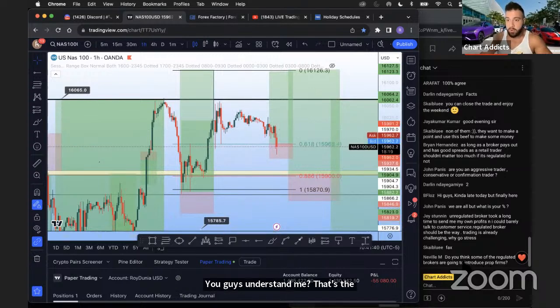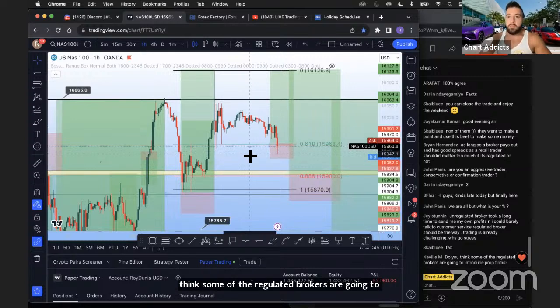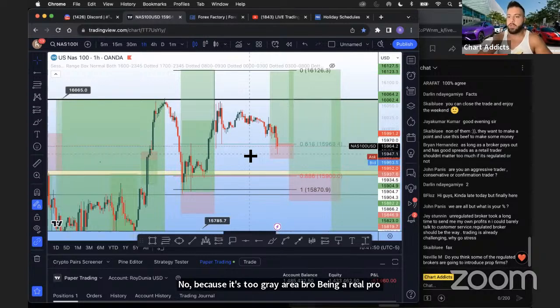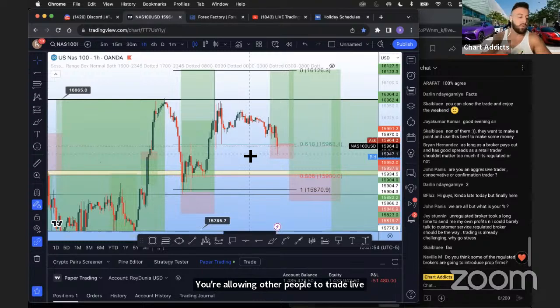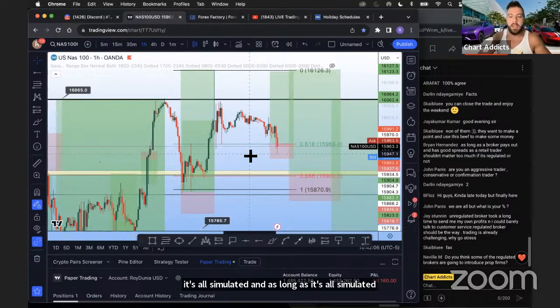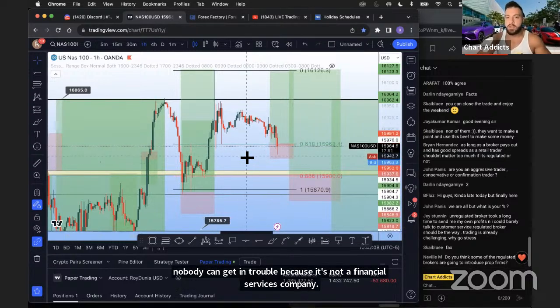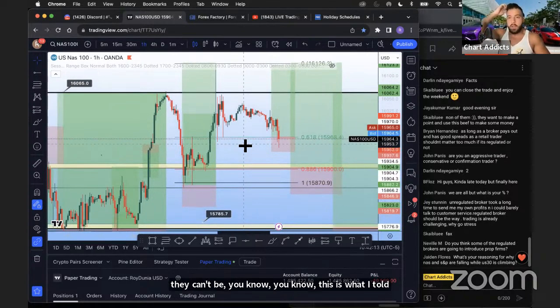Do you think some of the regulated brokers are going to introduce prop firms? No, because it's too gray area, bro. Being a real prop firm puts you in the same realm as a hedge fund. You're allowing other people to trade live money that is invested from other places. Now, the only way the prop firm models are legal right now is they're straight telling people it's all simulated. And as long as it's all simulated, nobody can get in trouble because it's not a financial services company. They will never send a trade into the market.